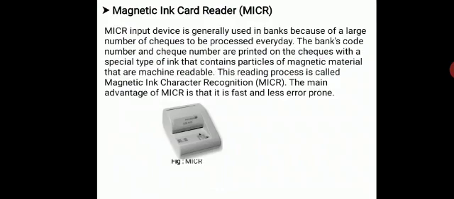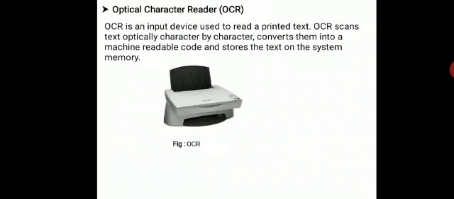This reading process is called magnetic ink character recognition, that is called MICR. Once again, MICR means magnetic ink character recognition. The main advantage of MICR is that it is fast and less error prone. Okay, it's true. Next one is OCR.